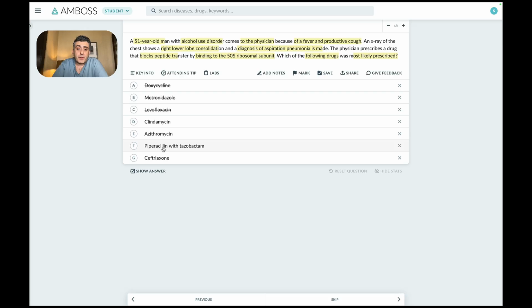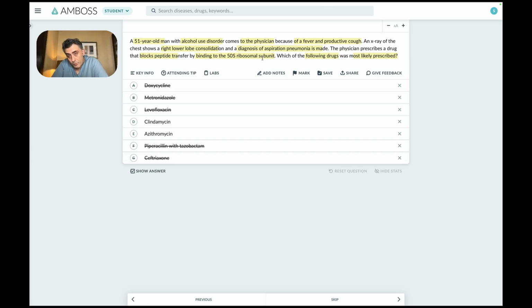We have piperacillin with tazobactam. We take that bad boy out because it doesn't fit this MOA. And ceftriaxone is a cephalosporin. So that's out too. So now you say, well, what do we do? Do we call AMBOSS because we think they made a mistake? Can't be two of the same answers. Can't have two answers. Well, yes and no. Please don't call AMBOSS because they didn't make a mistake. These two do fit the criteria of the MOAs are the same. They block the peptide transfer by binding to the 50S subunit.